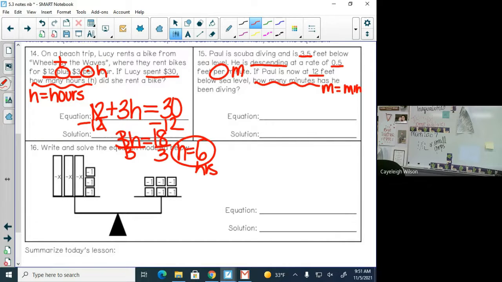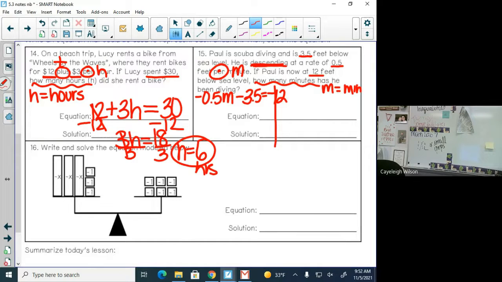So option 1, my definition of below sea level is that the number is negative, okay? So I would have put her as multiplication, so negative 0.5 per minute, because it's descending, so that means it's going down at a rate of 0.5 per minute. And then he's 3.5 feet below sea level, so that means that number is negative. And that he is now at 12 feet below, so negative 12.